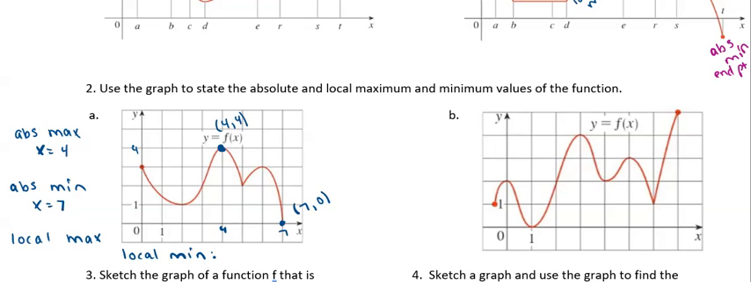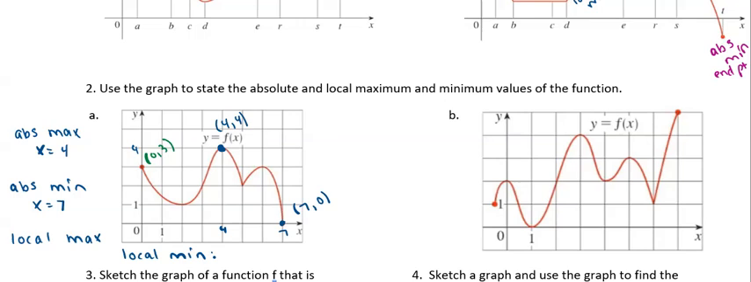Now our local max, we can have a couple different local maxes as we look through. Let's see what we've got here. This right here at 0, 3, that's an endpoint, so we can't use that as a local max. That would be a neither. We can't use that one. Let's see what else we've got.